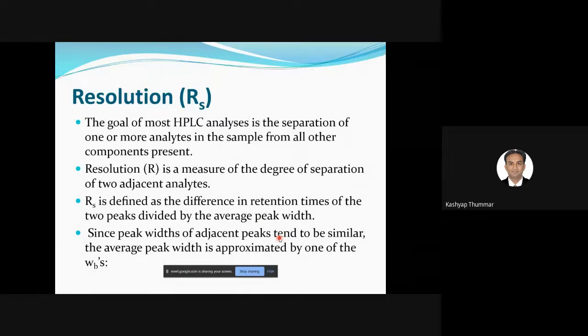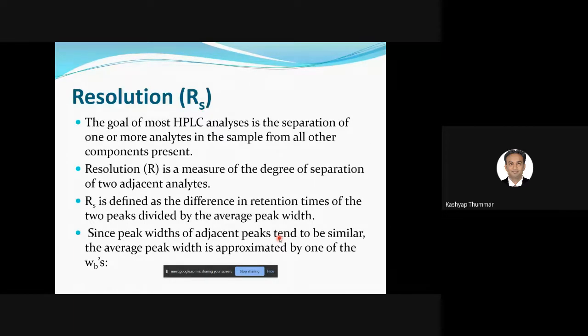Then resolution, that is called RS. It is also important because whenever you read these books and chapters, resolution frequently comes. The goal of most HPLC analysis is the separation of one or more analytes in the sample from all other components. So what are we doing in HPLC or any chromatographic technique? Ultimately, we are separating components from each other. What is the criterion for the separation? It is called the resolution.